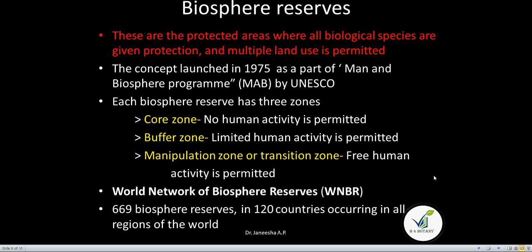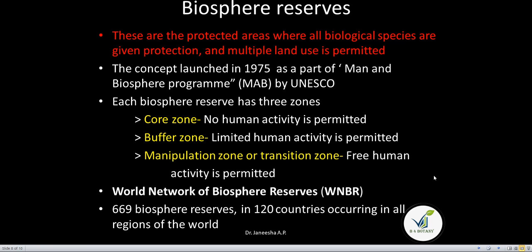In a biosphere reserve, there are 3 zones. That is, the biosphere reserve is divided into 3 zones: core zone, buffer zone, and transition zone or the manipulation zone. Core zone is the interior region where no human activity is permitted. Whereas in the buffer zone, the middle region, little human activity is permitted, and the peripheral zone is called the transition zone or the manipulation zone where free human activity is permitted.